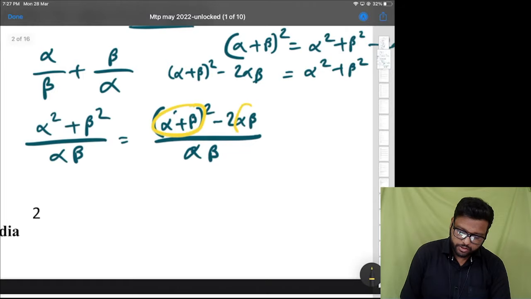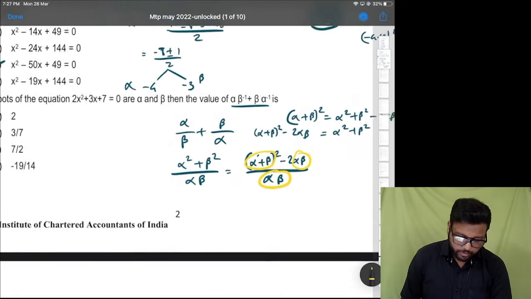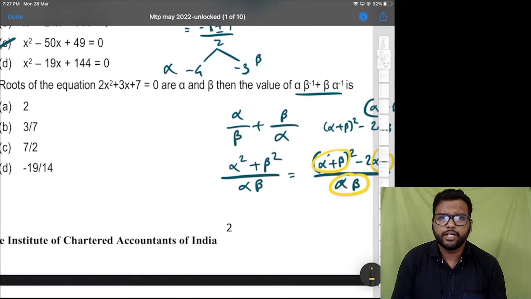Now we have sum of roots and product of roots only. From this equation we can get sum and product of roots and we can solve this.